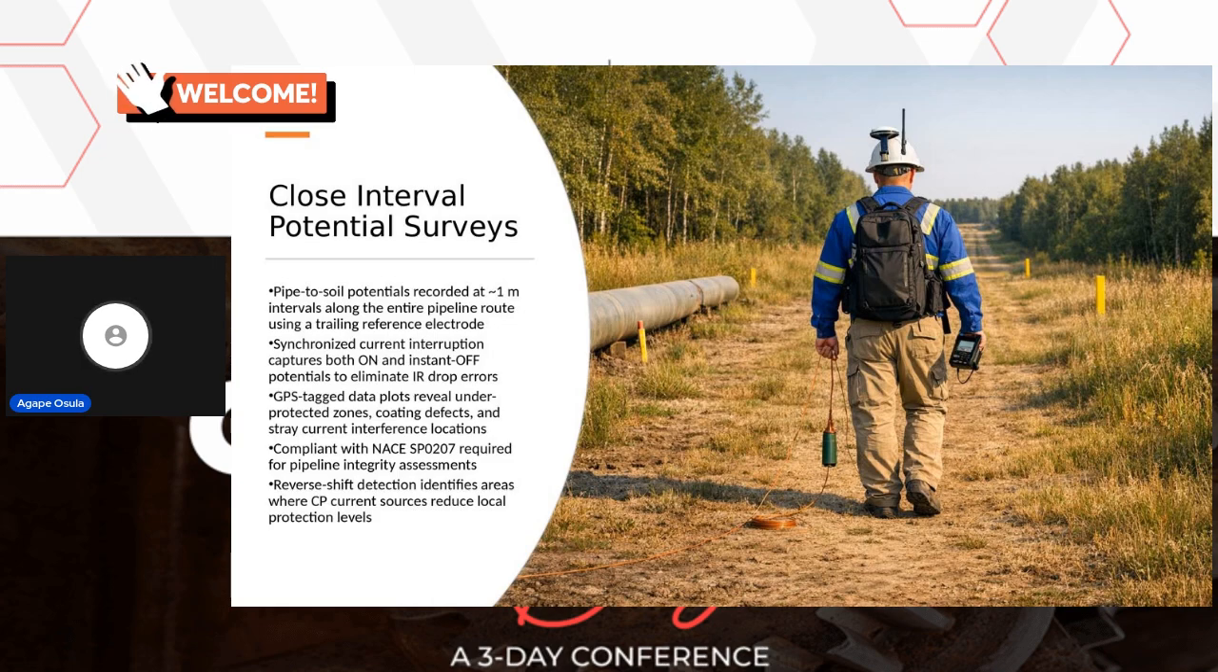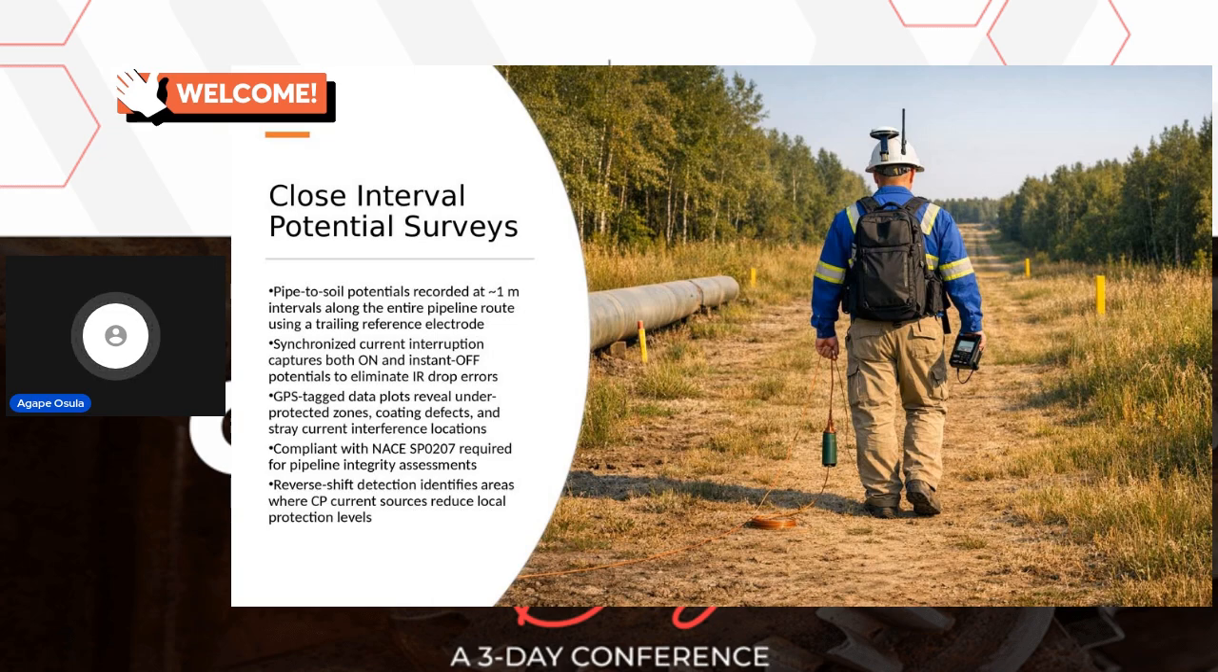This is where innovation has stepped in to help the industry grow in that light. Like I mentioned, the close interval potential survey involves just the general potential measurement on the pipeline along the right of way from beginning to end. So we synchronize and do a current interruption, because we're trying to monitor the on and the off potential. We put the trailing wire on the test post, and then we monitor potentials as we walk along the right of way.